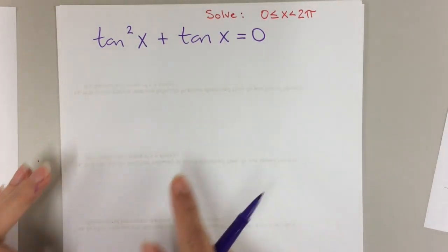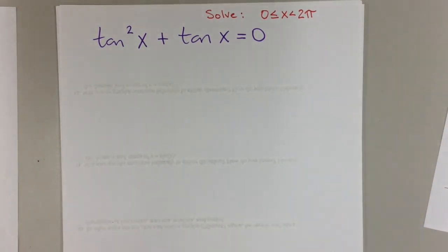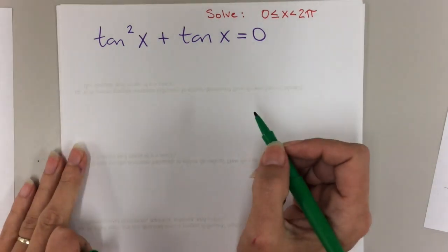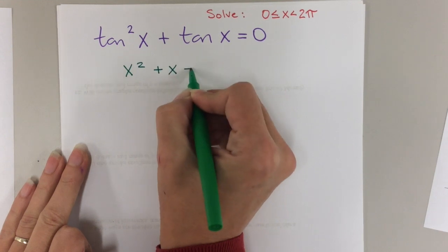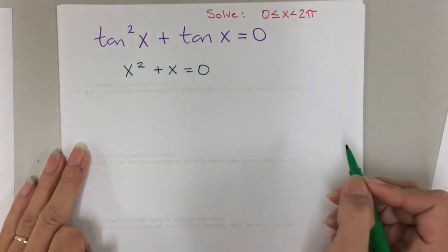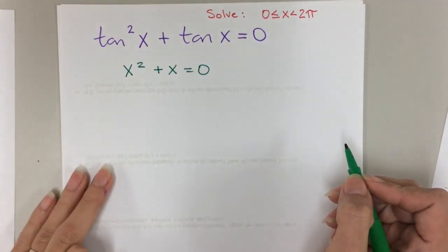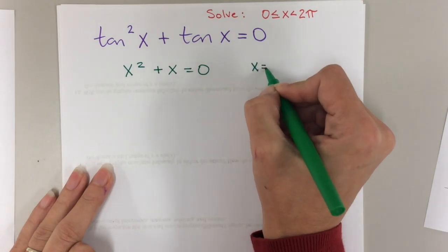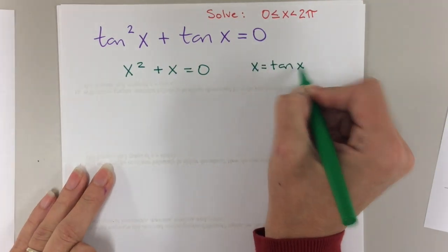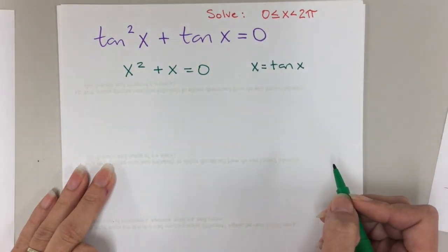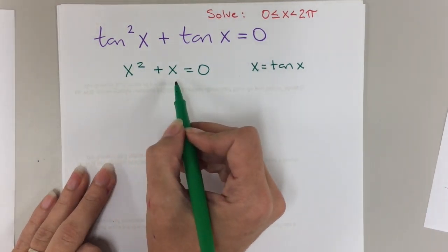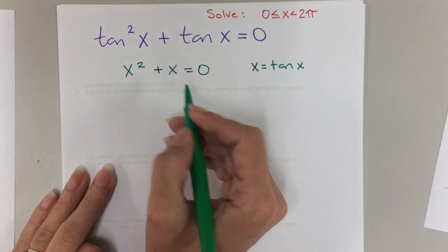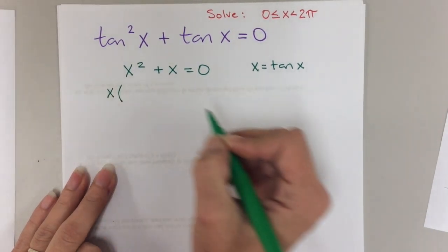So really, this is hard for a lot of people to see. You could rewrite this as x squared plus x equals 0 and factor it this way. And remember, what does x equal? x equals tangent of x. Okay, so if we're looking here, we want to look at both of these and say what's common. Well, they both have an x, so we're going to factor that common x out.